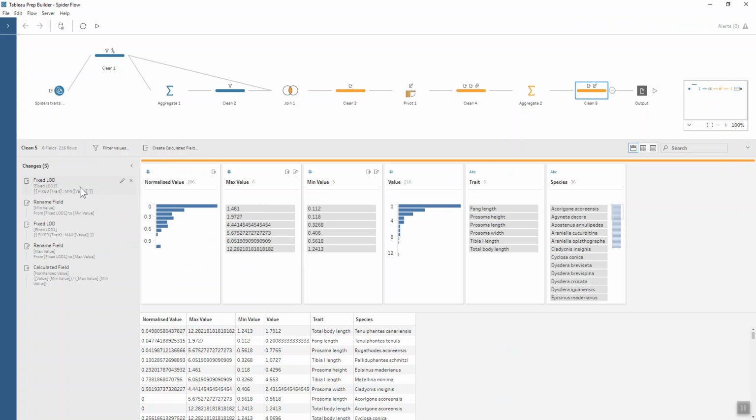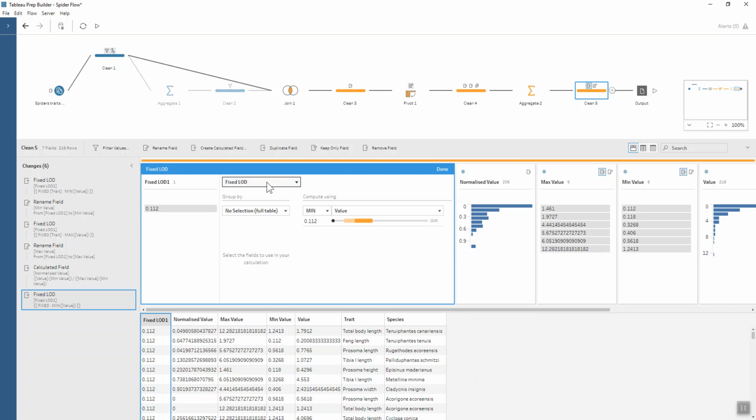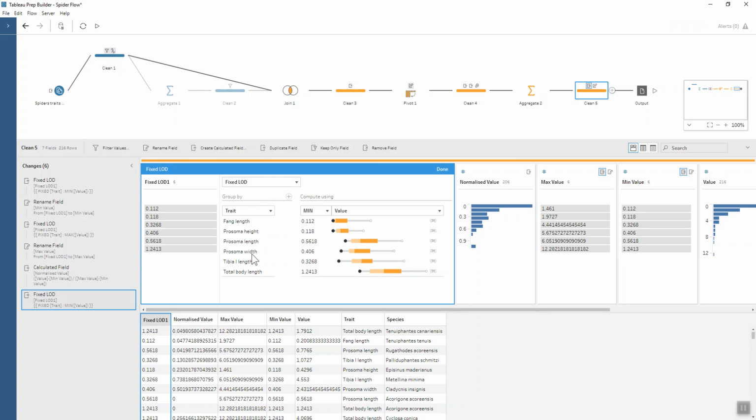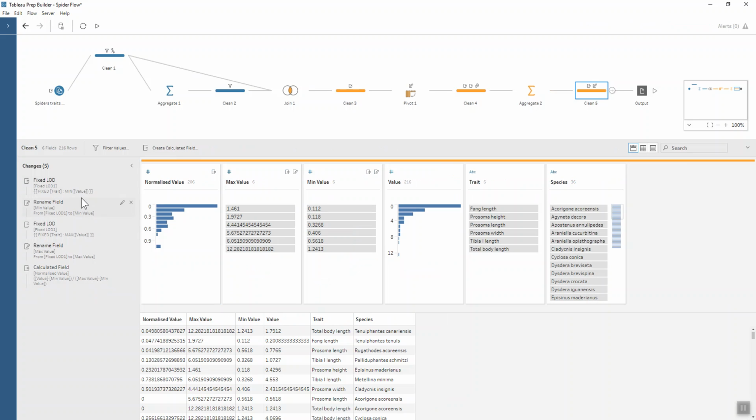And then finally, we're going to be calculating the normalized value. And so to do that, we're using some LODs. The way that I built these up was to go onto the little dots here and create a calculated field of a fixed LOD. So we were grouping by the trait, and then we want, for example, the minimum value or the maximum value. And that's how those calculations came into life, basically. And there was just a bit of renaming there as well as we go through.